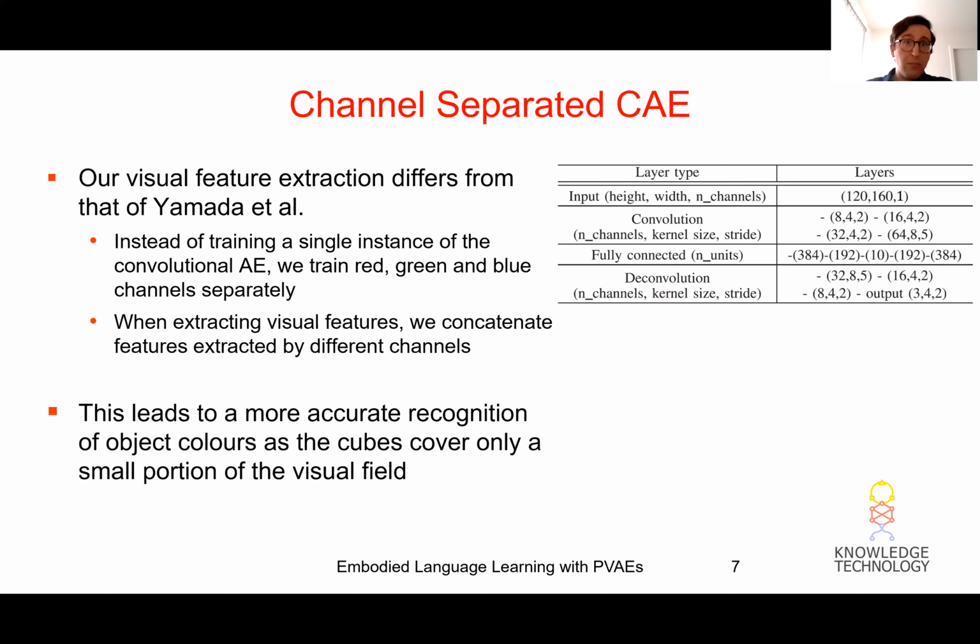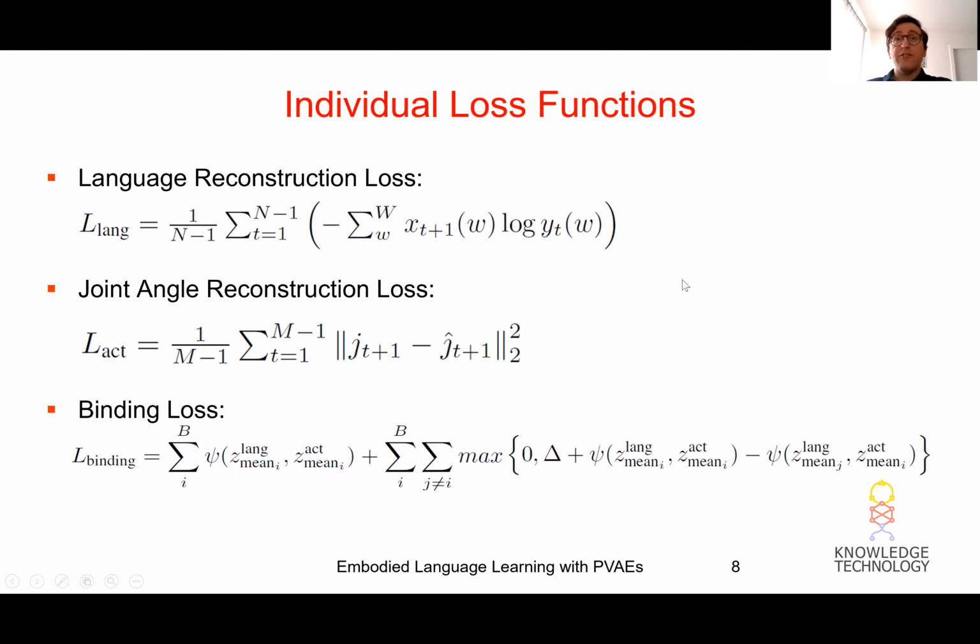Because this leads to a more accurate recognition of object colors, as the cubes cover only a small portion of the visual field. And the convolutional autoencoder is composed of convolution layers, a fully connected layer in the middle as the bottleneck, and convolutional layers to regenerate the image. These are the individual loss functions, which are used for training.